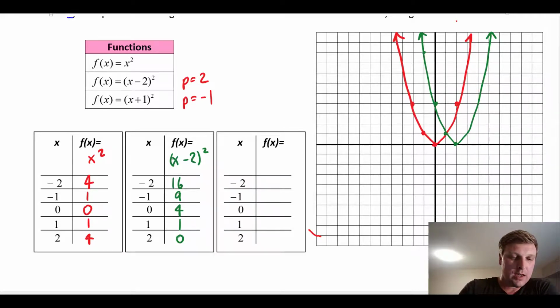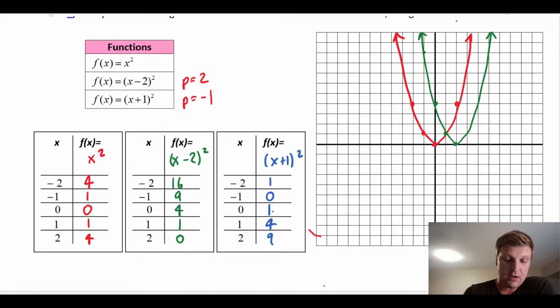Let's see what happens with the next function. So x plus 1 squared. So we've got x plus 1 squared. Again, we'll just fill in our data table. 0 plus 1 is 1, squared is 1. 1 plus 1 is 2, squared is 4. 2 plus 1 is 3, squared is 9. Now negative 1 plus 1 is 0, squared is 0. And negative 2 plus 1 is negative 1, squared is 1.